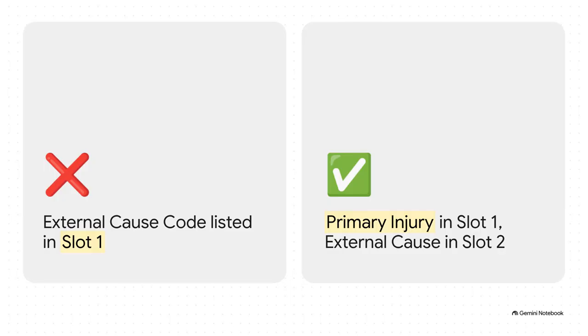If you try to put an external cause code, like, say, a fall from a ladder, into slot number 1 on your claim form, well, the payer's system is going to instantly reject it. Why? Because falling off a ladder isn't actually a medical diagnosis, right? It's an event. You treat the broken leg, not the fall itself. So to create a clean claim, your primary medical injury sits proudly right up there in slot 1, and the external cause code drops neatly into slot 2 to support it.